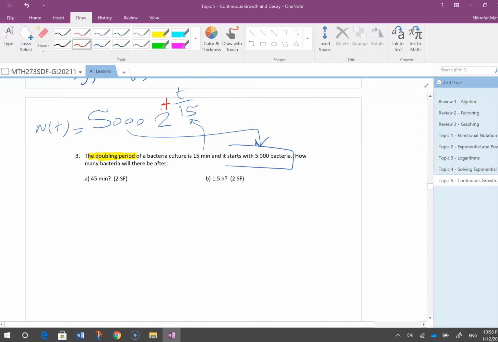When it says doubling, I don't go for k. I don't go with e. I go with 2 power. I don't bother with k. It's not talking about k at all. So here I find N of 45. You can continue as homework. Here I use N of 1.5 hours, which must equal N of 90 minutes, because I have to convert. One of them is hour, one of them is minute. I have to change it to minutes. So homework from here.